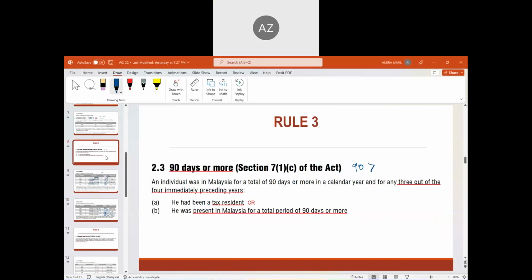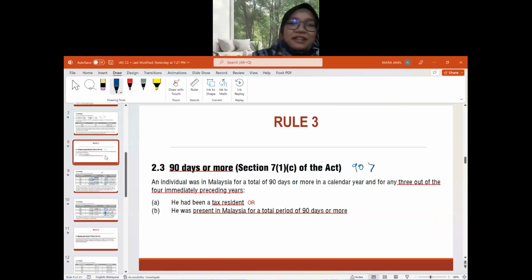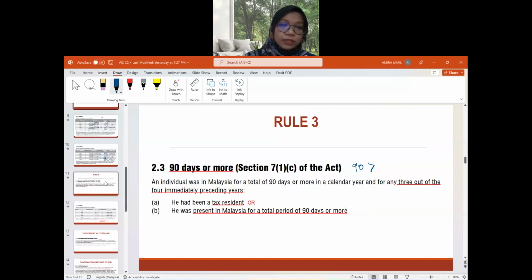For rule number 3, they have to stay in Malaysia for 90 days or more. But then, the individual has to be a tax resident or reside in Malaysia for 90 days, 3 out of 4 immediately preceding years. Okay, this is the final rule.